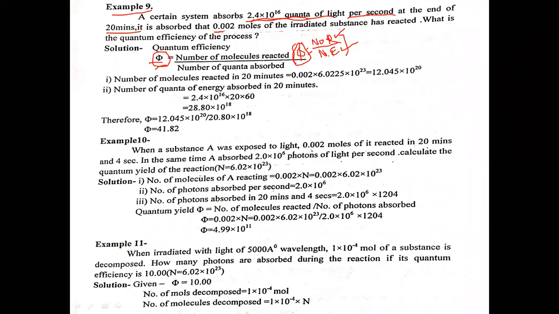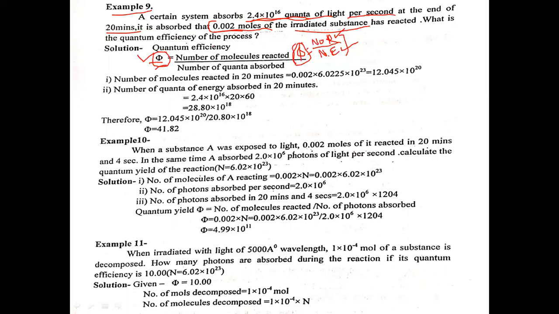दिसत आहे नाही, 0.002 मोल ऑफ रेडिएटेड सबस्टन्स, म्हणजे आपला रिएक्टंट मॉलिक्यूल आहे ना. 0.002 is a reactant molecule has reacted. What is the quantum efficiency of the process? क्वांटम इफिशियन्सी म्हणजे हे काढायचं, तुम्हाला फाय काढायचं आहे. That is to be the quantum yield. Okay, it is the quantum yield.